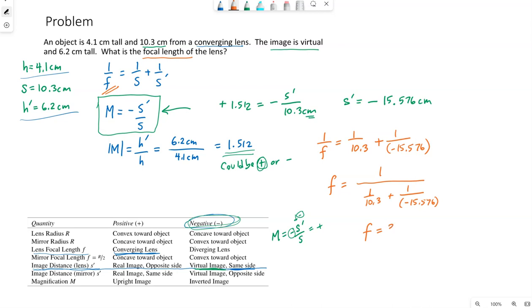So plugging in, I'm getting 30.41. This is in centimeters because both of these numbers were in centimeters. We have 2 sig figs, so the focal length of this lens is 30 centimeters. We do get the positive answer. Table tells me converging lenses have positive focal lengths, so that is good. We do need to end up with that positive answer.